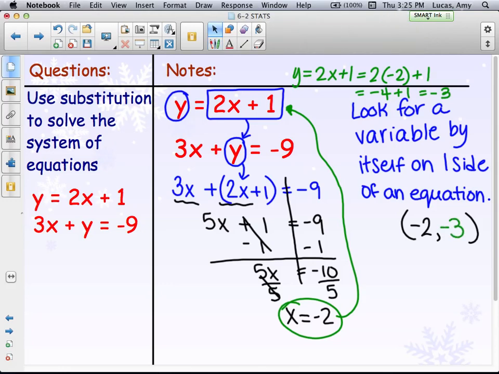So the solution of this system of equations is negative 2, negative 3. There's one solution. I solved it and I found that one solution. If I had graphed these, that's the point where they would have crossed.